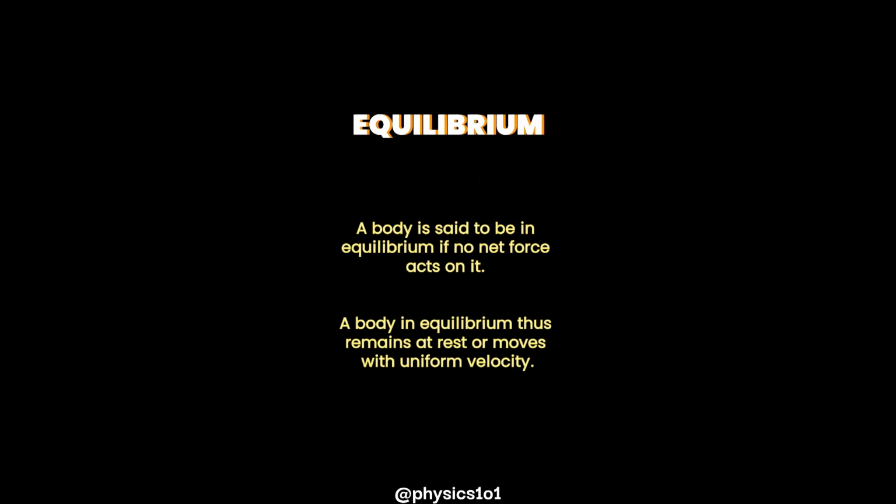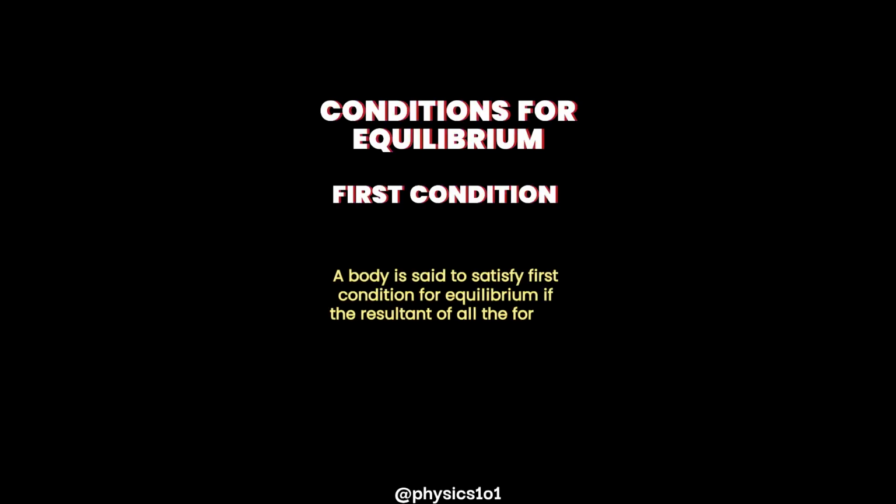A body is said to be in equilibrium if no net force acts on it. A body in equilibrium thus remains at rest or moves with uniform velocity. Conditions for equilibrium. There are two conditions for a body to be in equilibrium. First condition for equilibrium. A body is said to satisfy first condition for equilibrium if the resultant of all the forces acting on it is zero.